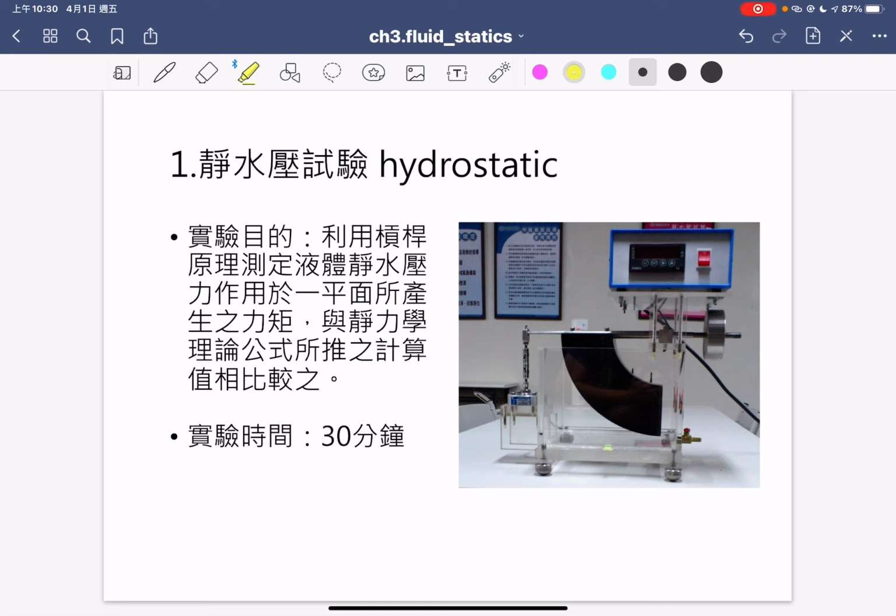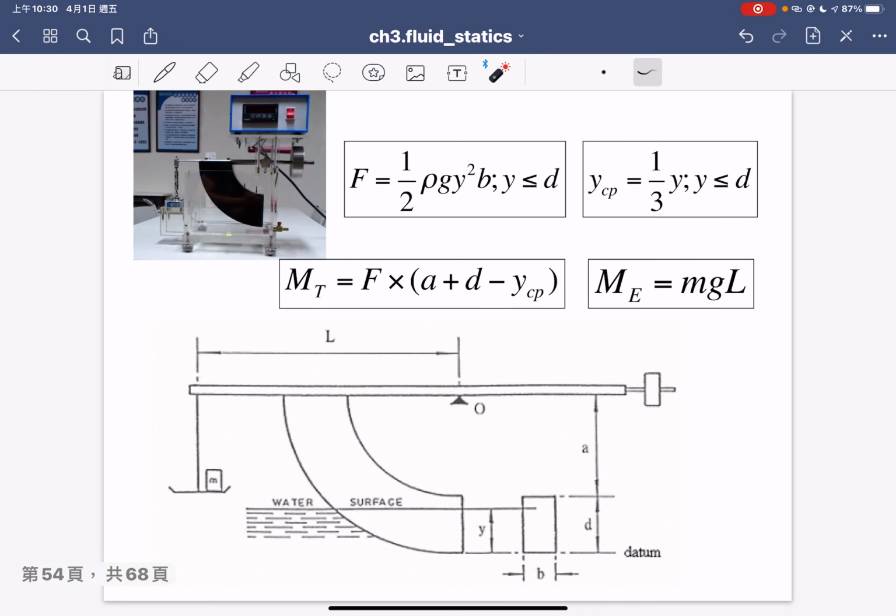So we call that we have the hydrostatic experiments, and this is our device. You can see the device in here. And the next page, we have the cartoon figures. So actually you can put the water inside the machine, and then you can have a different water line.